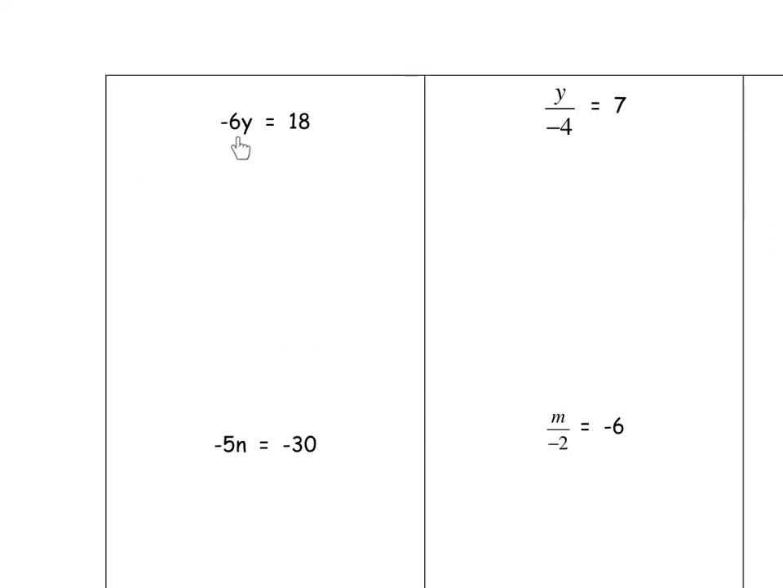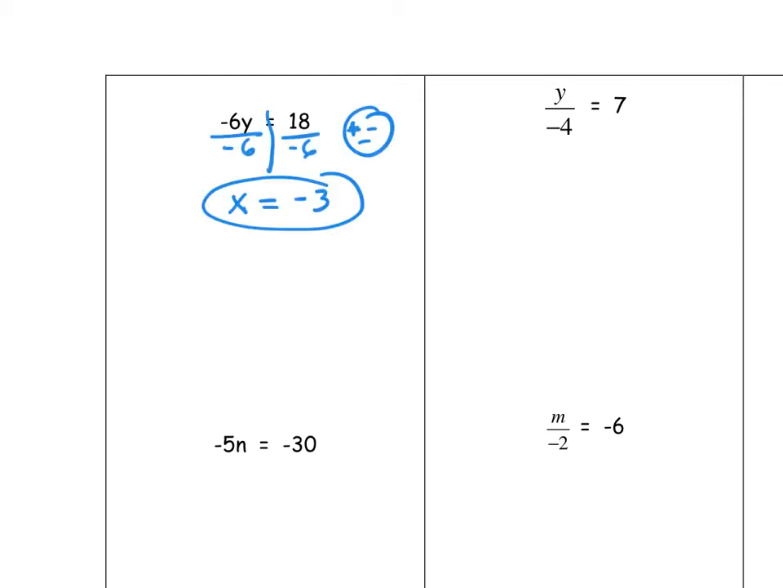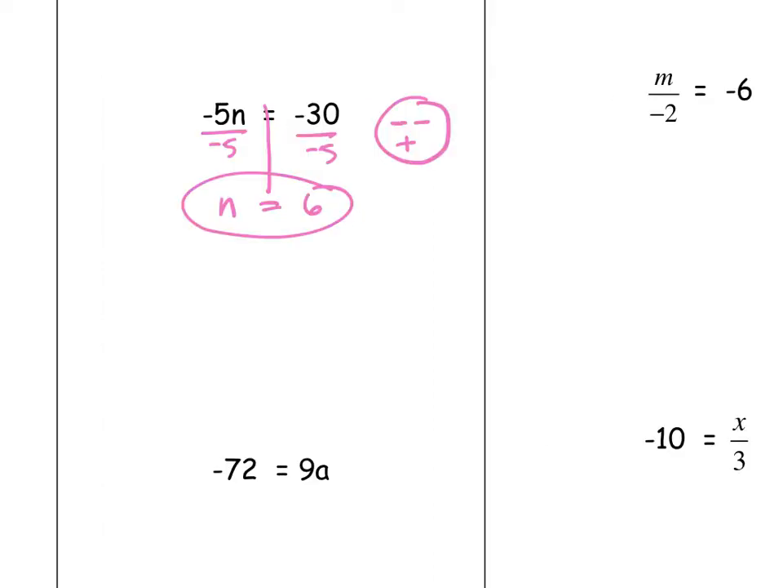After you solve this, what is your answer? We divide by -6 on both sides, and the answer is -3, and that's because a positive divided by a negative is a negative. What is the answer for this equation? The answer is +6. We need to divide a negative by a negative, therefore it is positive.